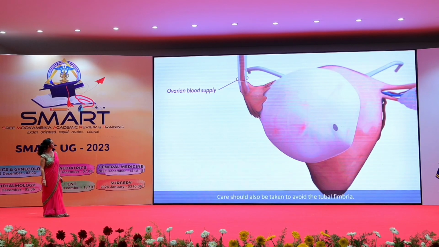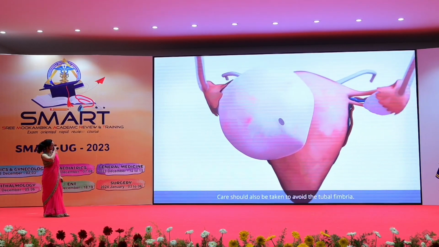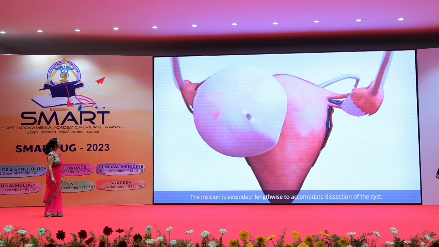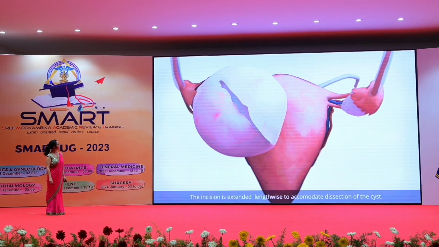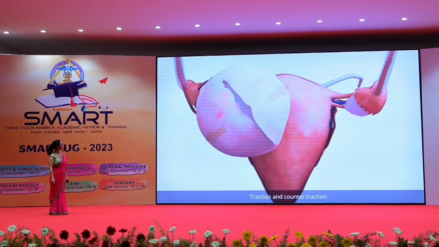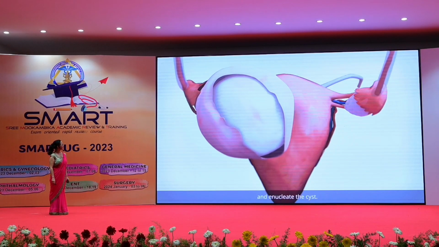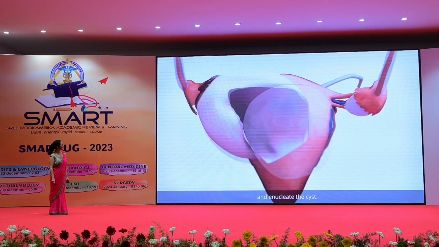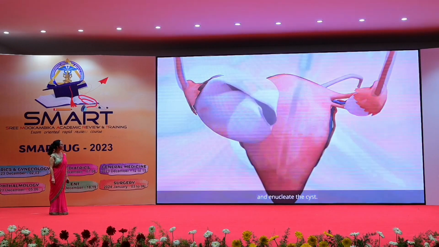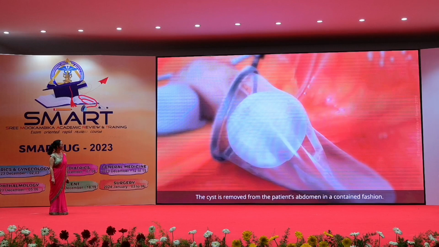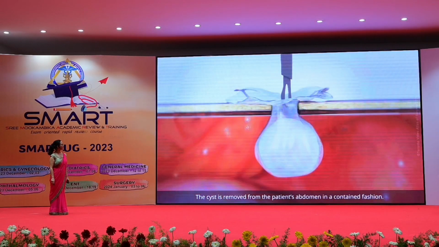Care should also be taken to avoid the tubal fimbria. The incision is extended lengthwise to accommodate dissection of the cyst. Traction and countertraction are used to separate the cyst from the surrounding ovarian tissue and enucleate the cyst. The cyst is removed from the patient's abdomen in a contained fashion.